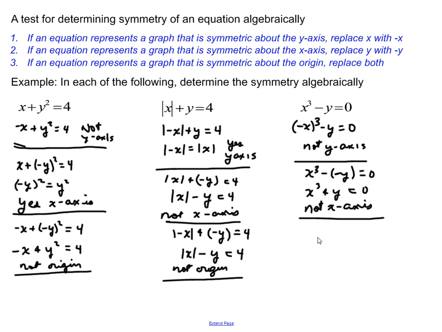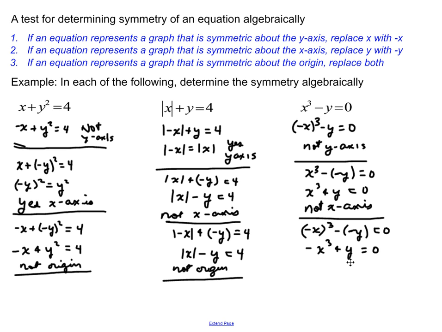How about our last graph? Well, if it's symmetric to the origin, we replace x with negative x, replace y with negative y, and see what happens when we rewrite it. Well, we're going to get the negative of x cubed plus y is equal to 0.